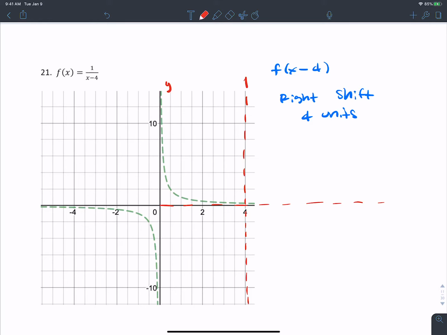I just have to sketch my hyperbola now. So I'm going to sketch this way, because every point gets moved to the right 4 units, and then this is my curve. So I moved everything to the right 4 units. This is how we handle 21.